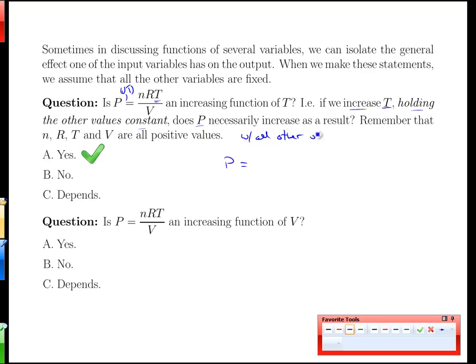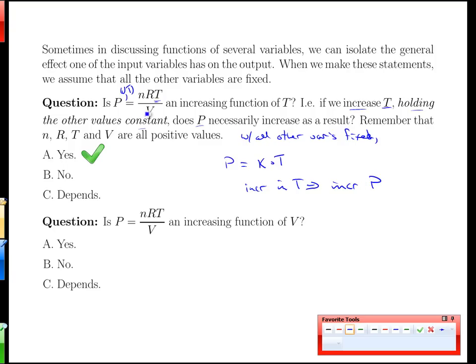With all other variables constant or fixed, P is basically some constant times T. The nRT part is all going to be considered fixed or constant. And if that's the case, then an increase in T immediately means that we're going to increase P.